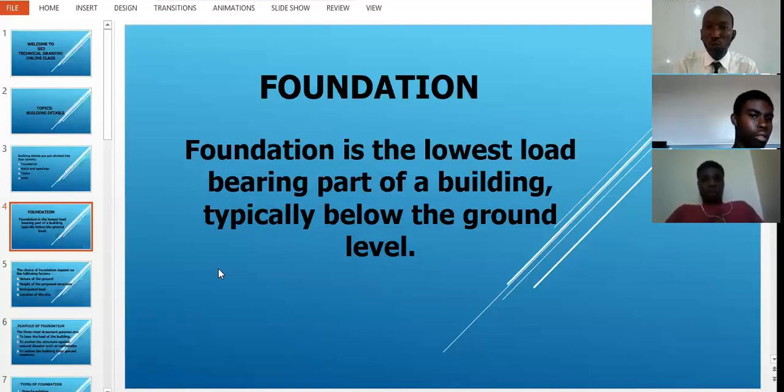So, and that is why we need to start with what? With foundation. And by definition, we say what? Foundation is the lowest load-bearing part of a building. The main word there is load-bearing. It means the function of a foundation is to bear load.